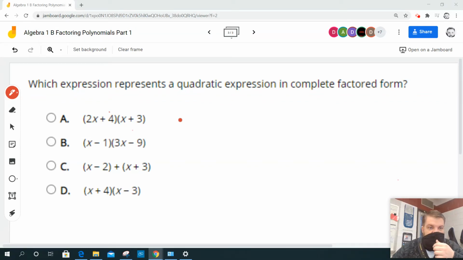On this one, it says, which expression represents a quadratic expression in completed factor form? Now, when they say complete factor form, they're talking about prime factorization. You can't factor it anymore.